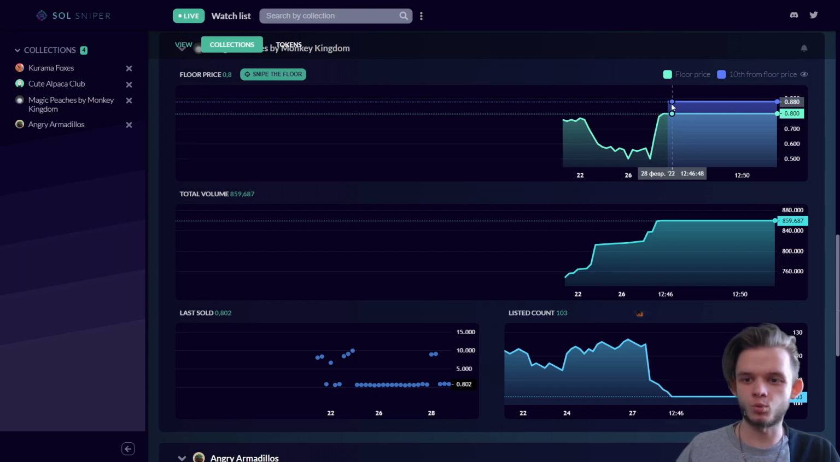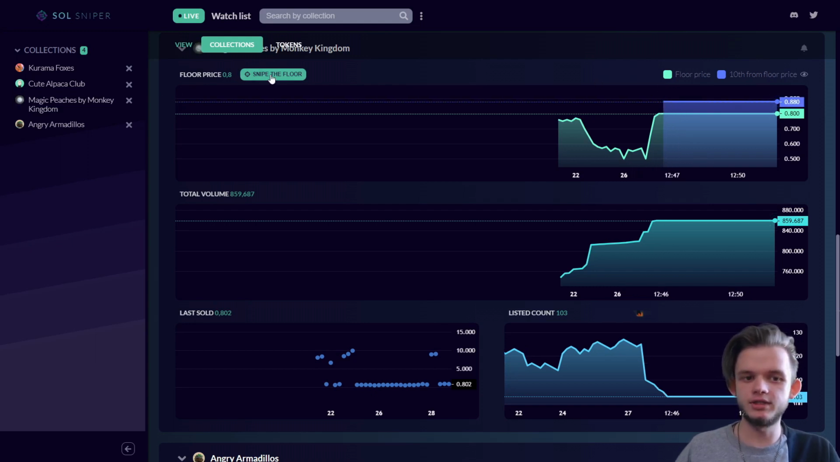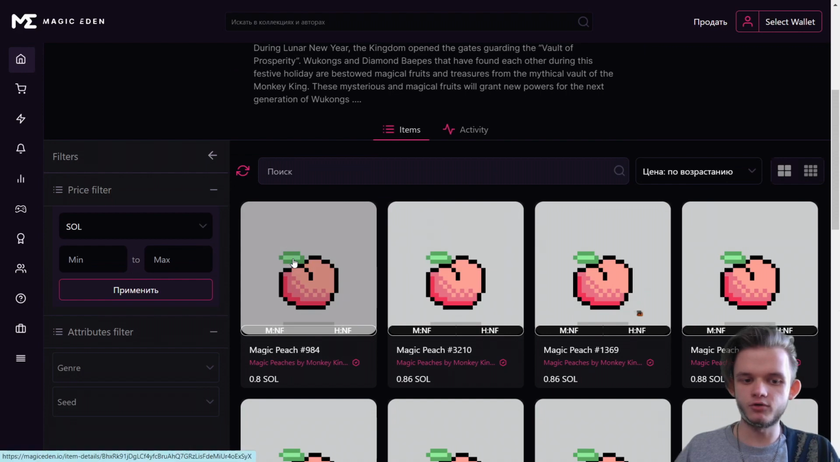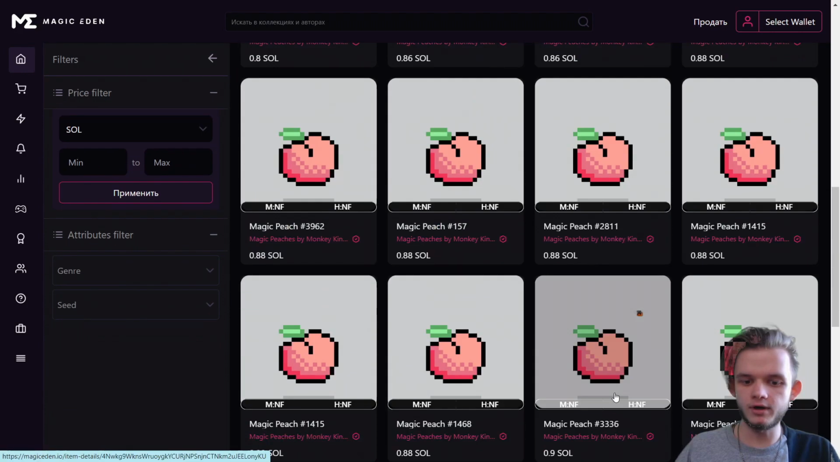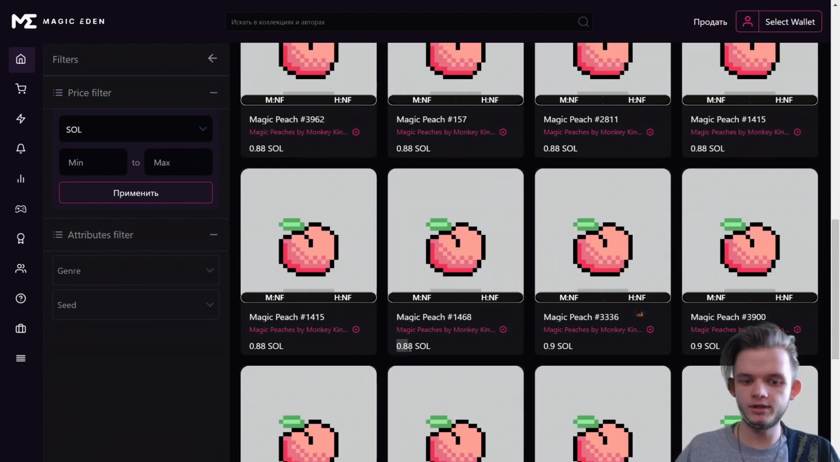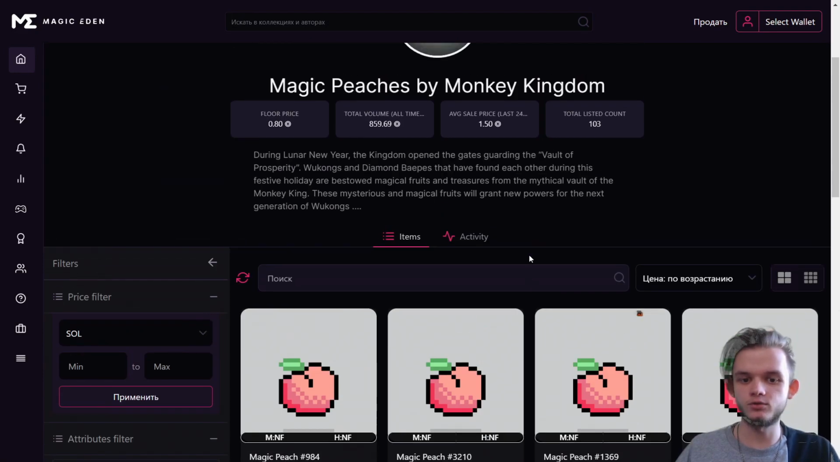I don't know why it's not working on all the graphs, but if you see that, it's kind of good. Of course, you can also check it by hand. You just click here on snipe the floor, you go to Magic Eden, and you scroll down a bit. Yeah, so we see the first listings here, 4, 8, 10, we can see 0.88, no problem. Even if you don't have this graph, you can check it as well.